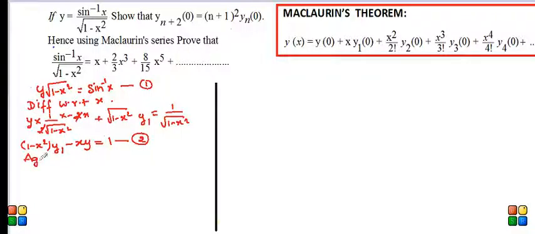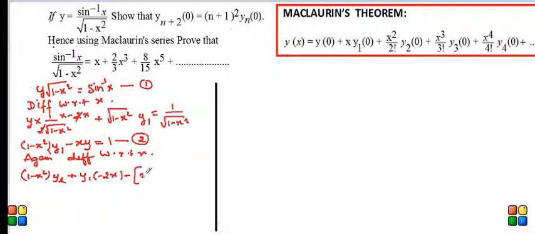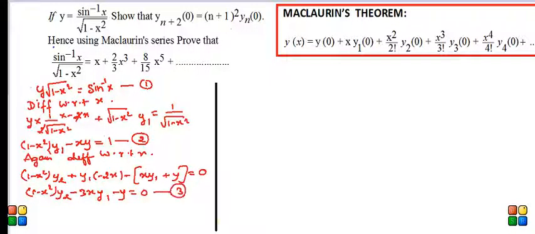Again differentiating with respect to x, first function into differentiation of second function plus second function into differentiation of first function, minus common xy1 plus y is 0. Simplifying, we'll get 1 minus x square y2 minus 2xy1 minus xy1, which is minus 3 times xy1, minus y is equal to 0. This is equation number 3.